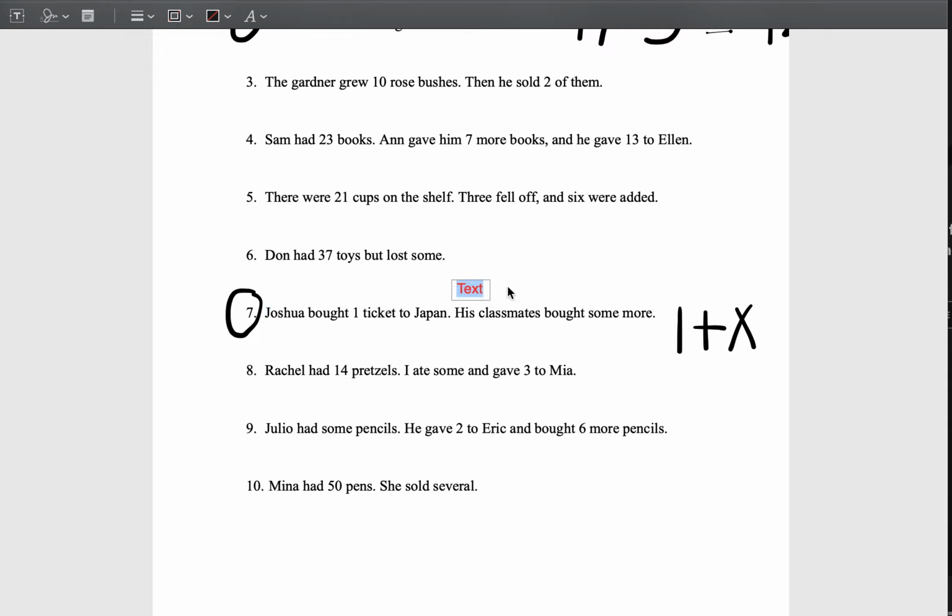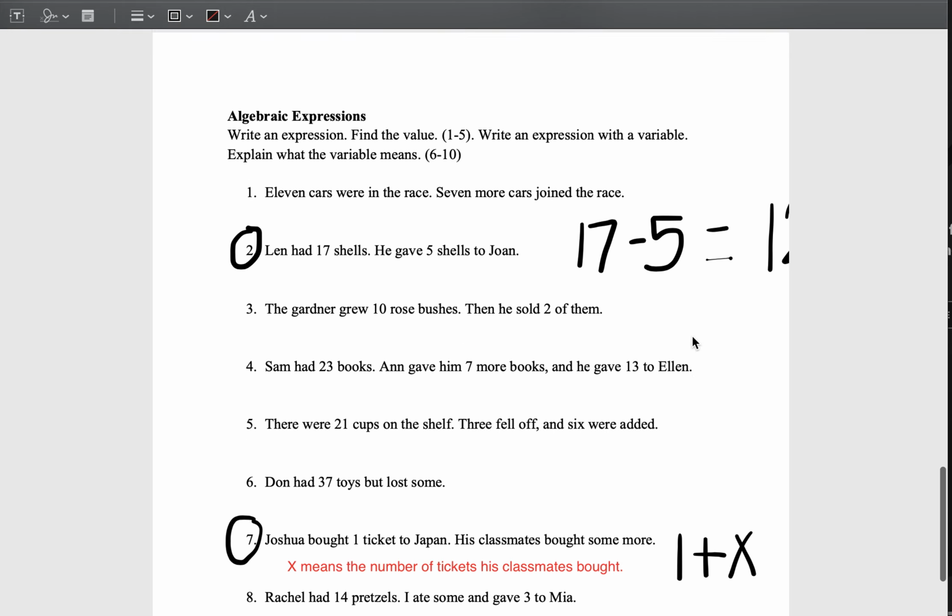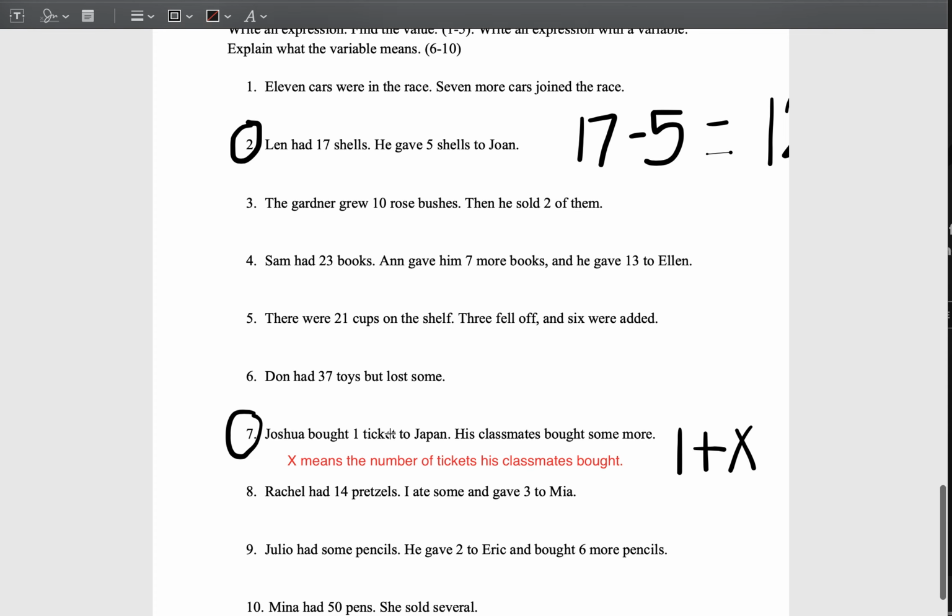Okay, I'm going to type this one. So x means the number of tickets his classmate bought. Oh, I put it on the wrong place. Right here. So for this, the expression will be 1 plus x, which is write an expression and explain what the variable means. Variable x means the number of tickets his classmates bought.